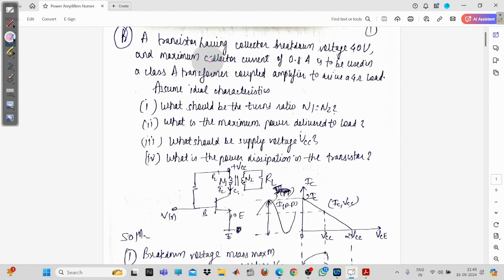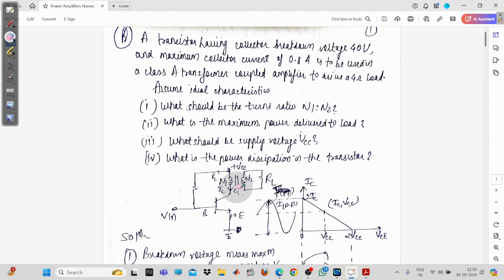In class A power amplifier, we have studied two types. The first one is direct coupled, and the second one is the transformer coupled class A power amplifier. Now, why we have shifted our attention to the transformer coupled class A power amplifier is because of the poor efficiency of the normal class A amplifier. The efficiency was around 25% in the class A power amplifier, which has been slightly improved, it has become doubled. I think the efficiency is around 50%.